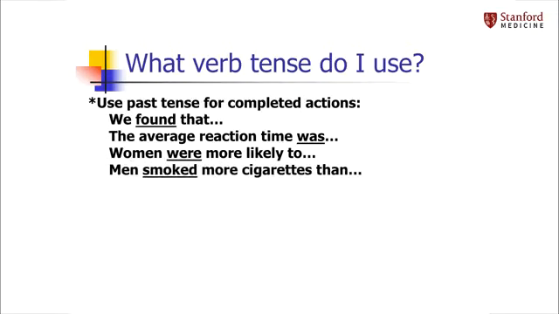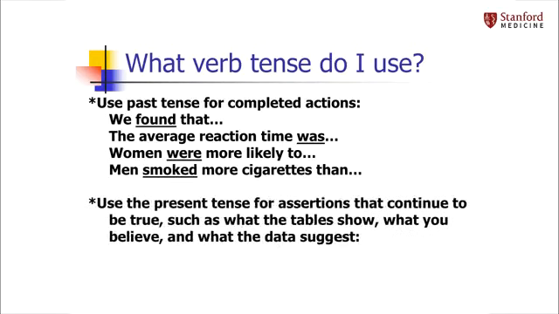But if you're talking about assertions that continue to be true, such as what the tables show or what the data suggest, these statements belong in the present tense because it's still true when your reader reads the paper that figure 1 shows the means of the groups. This continues to be true. So if you say figure 1 shows, you should put that in the present tense because the figure is still showing that when the reader reads the paper.